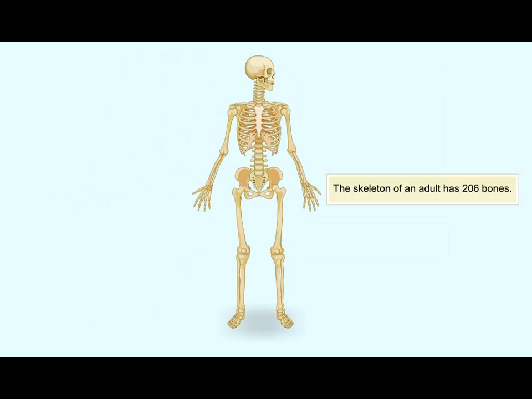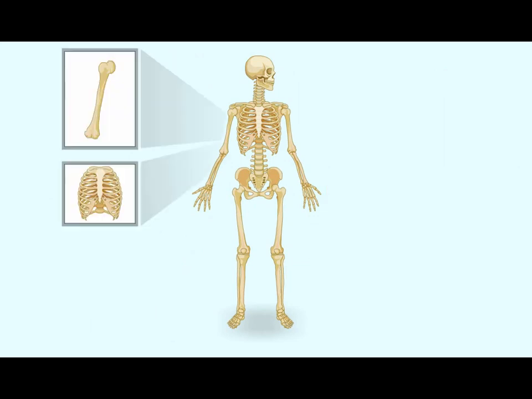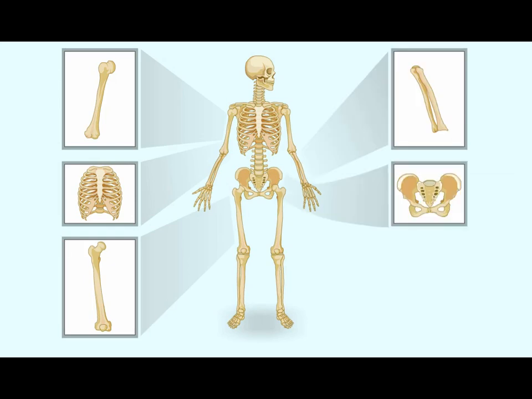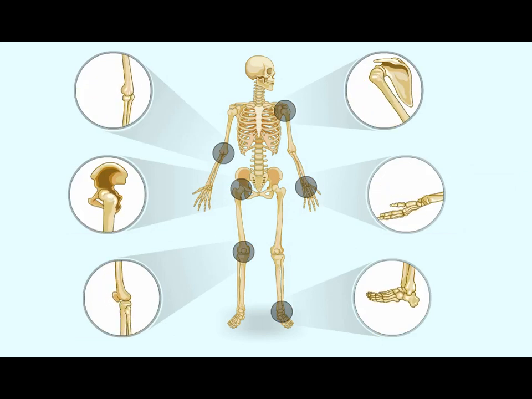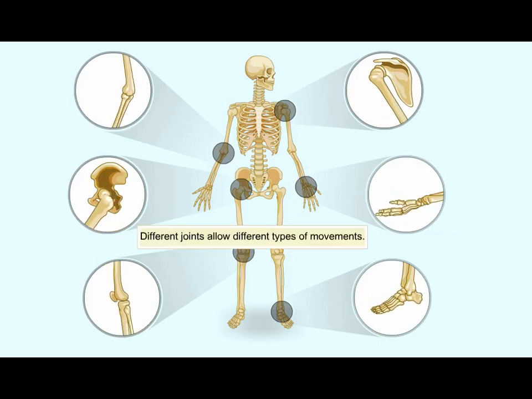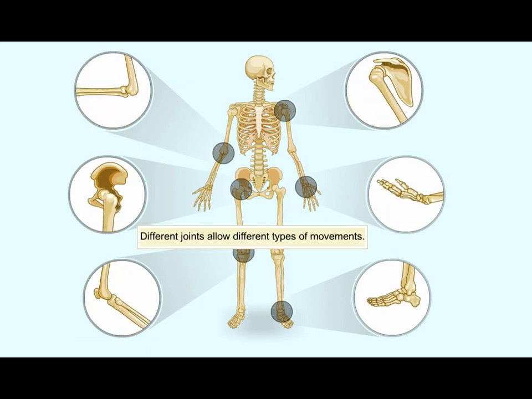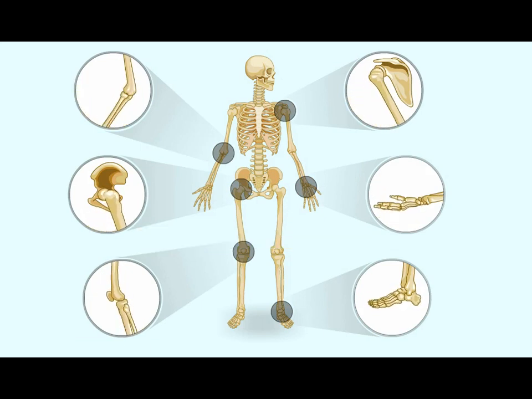The skeleton of an adult has 206 bones. They are of different shapes and sizes and are attached to one another by joints. There are several joints in the human body, and these different joints allow different types of movements. Let's find out more about types of joints in this module.